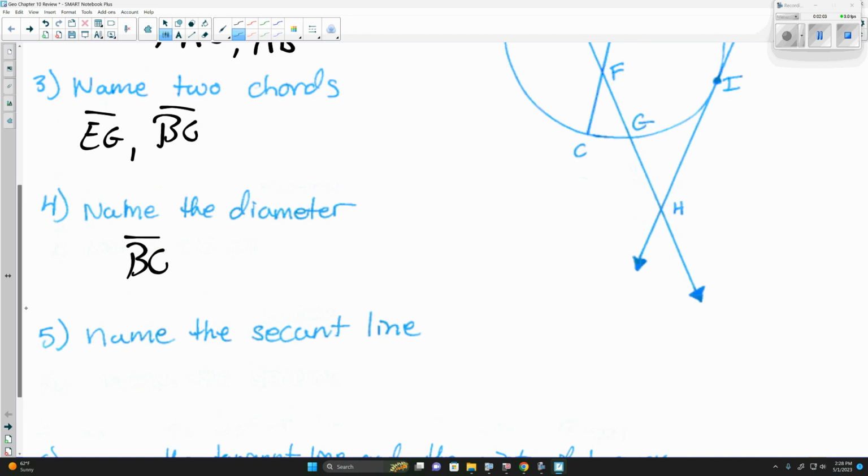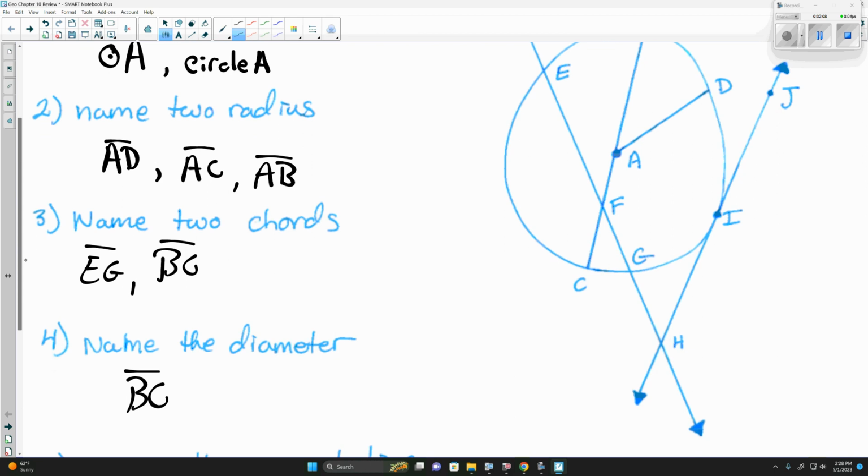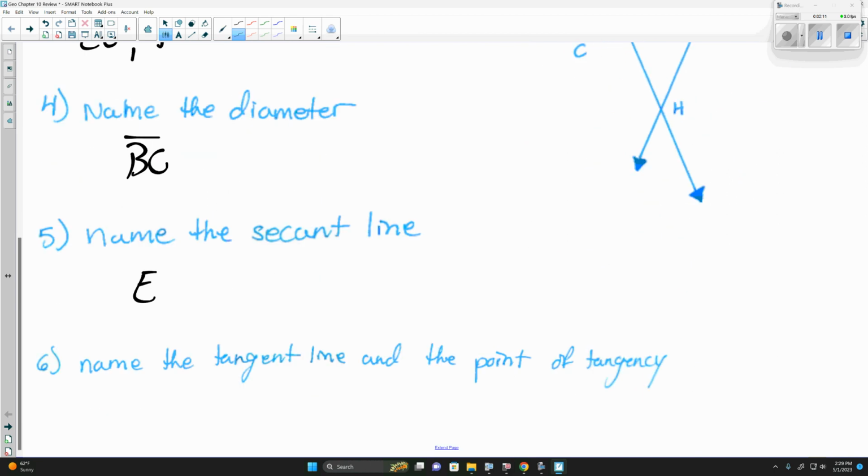Number 5, name a secant line. So a secant line is a line that intersects the circle in 2 points. So EG. It would be different from a chord because EG is a line that goes through it. A chord connects 2 points. EG is a line, so it goes through it. So we draw arrows to signify that it is a line and does not stop on the circle. It intersects the circle at 2 points, yes.